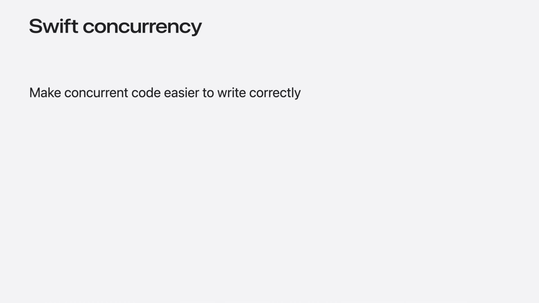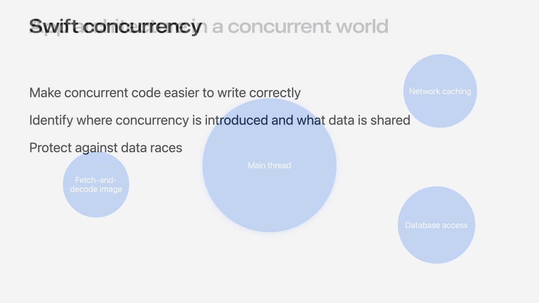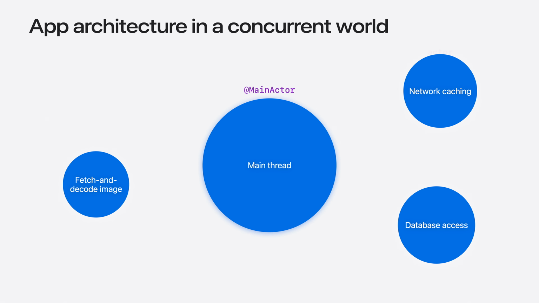Swift's concurrency model is designed to make concurrent code easier to write correctly. It makes the introduction of concurrency explicit and identifies what data is shared across concurrent tasks. It leverages this information to identify potential data races at compile time, so you can introduce concurrency as you need it without fear of creating hard-to-fix data races. Swift concurrency provides tools like actors and tasks for expressing these kinds of concurrent operations.